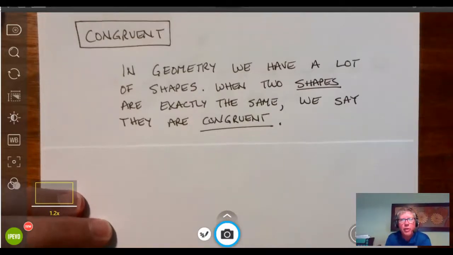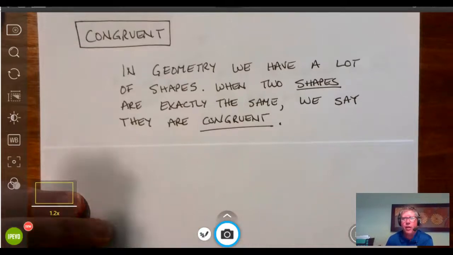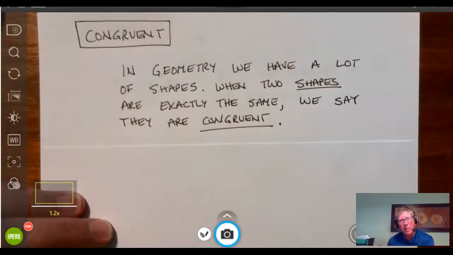In geometry we have a lot of shapes. We have triangles and parallelograms, trapezoids. When two shapes are exactly the same, we say they are congruent. If you weren't in this class, you'd probably say, hey, they're the same. That's fine. That's awesome. But if you want to get paid a little bit more, you don't want to get minimum wage. You want to step it up. You use the language that goes along with that. And the language there is the word congruent.